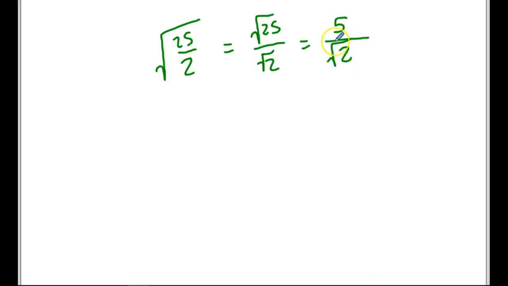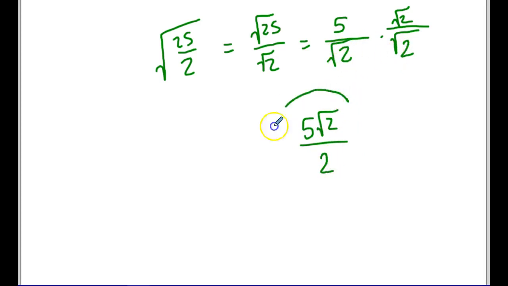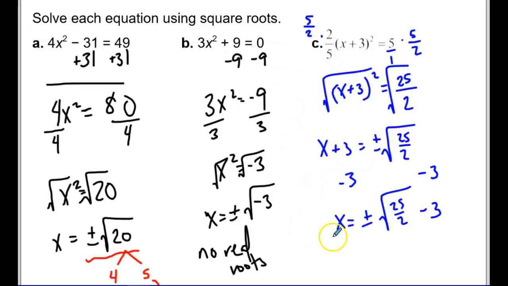Well, I don't like having radicals in the denominator of my answer, because that's just messy and not simplified. So in order to get rid of the radical in my denominator, I multiply by the square root of 2 over the square root of 2. Because remember, anything divided by itself is 1, so I can do that. So now my numerator becomes 5 times the square root of 2. The denominator becomes the square root of 2 squared, which is just 2. So this is how I could simplify this radical.